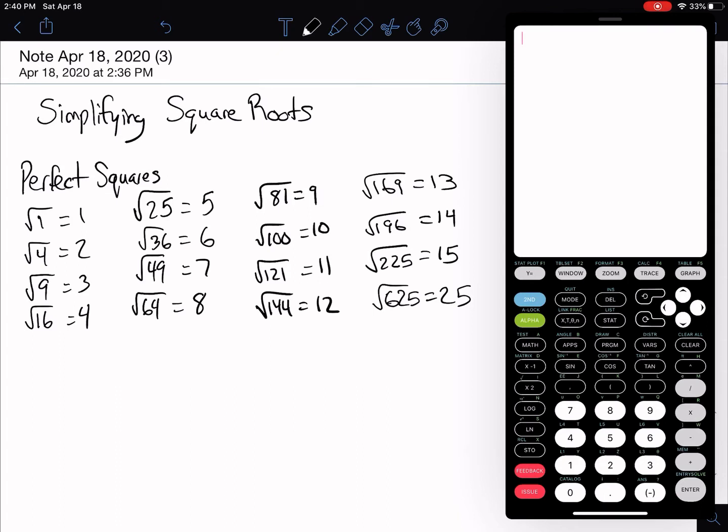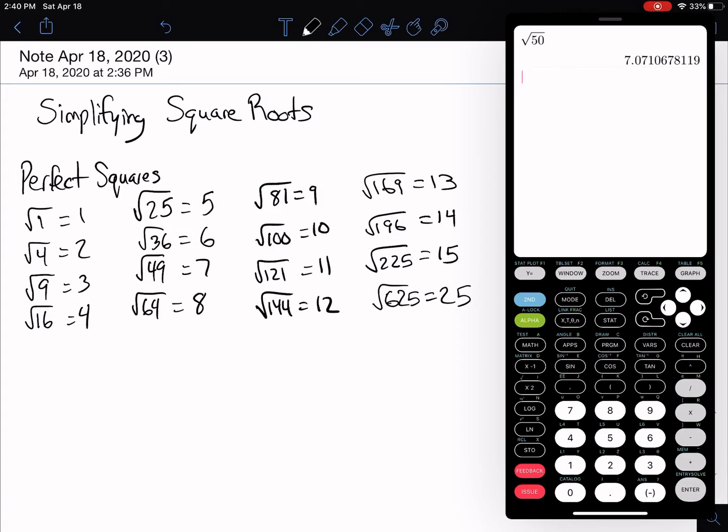So these are all numbers that we get no decimal on the calculator with. But what about something like, let's say, the square root of 50? There we get 7.0710678119, and that's great, but is it really great? We really want something a little bit better, right? We want something that allows us to not have a decimal. And so to do this, we use simplifying square roots.